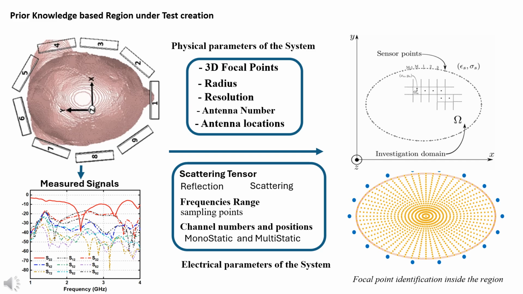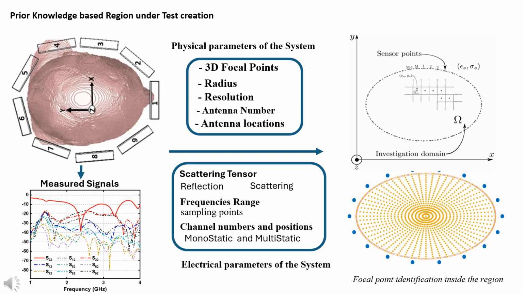Next, we focus on the physical and electrical parameters that are essential for constructing the imaging space. The physical parameters include the 3D focal points where the signals converge, the radius of the region being imaged, the resolution of the system, and the number and location of antennas. These parameters define the geometry of the imaging space and the precision with which it can capture details.